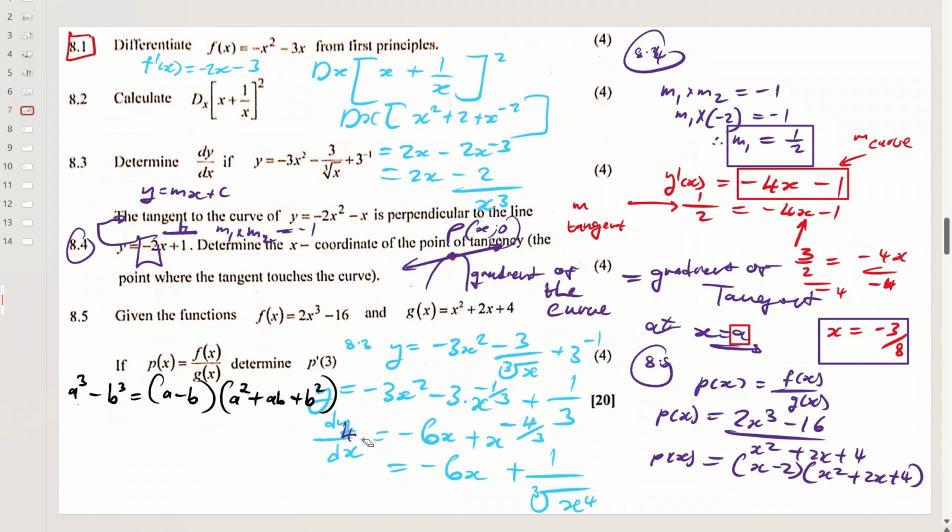Always remember that rule there. So now everything is divided by x squared plus 2x plus 4. The numerator and the denominator are going to cancel out. So therefore, your p of x now is x minus 2. Now, remember, we placed the full stop. Now let's remove the full stop.